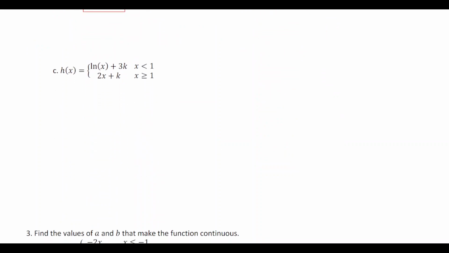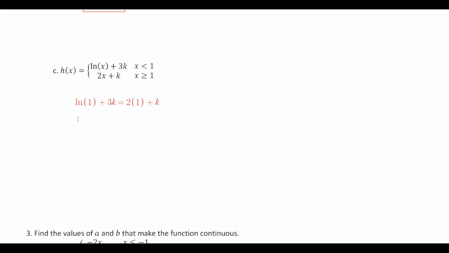Now for c, same thing here. We're going to set the two equations equal to each other. So natural log of x plus 3k equals 2x plus k. We want it to be continuous, so we need to make sure that when we break over from one function to the next, the y values are the same, so that there is no break. So we get the natural log of 1, and then we've got 2 times 1 over here. So the natural log of 1 is 0.